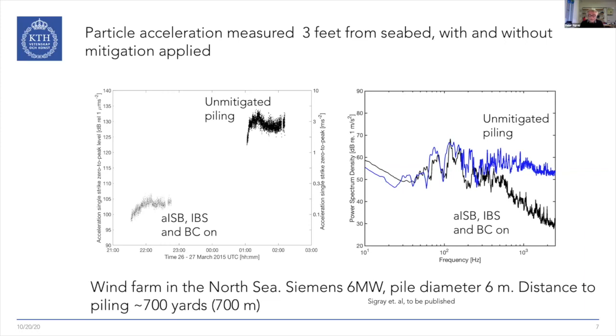Summaries that, yes, there are loud sounds produced. They are comparable to really loud sound sources. And as there are so many turbines, it's going to be going on for a very long time. But there are mitigation techniques to use to reduce the sound levels.